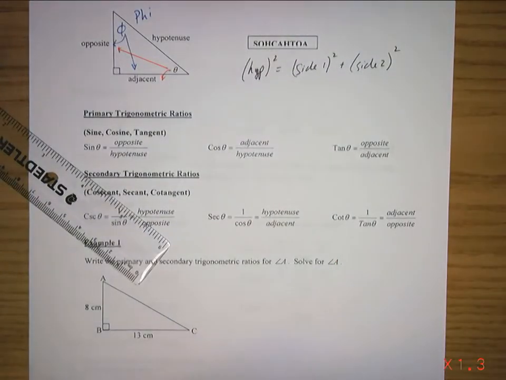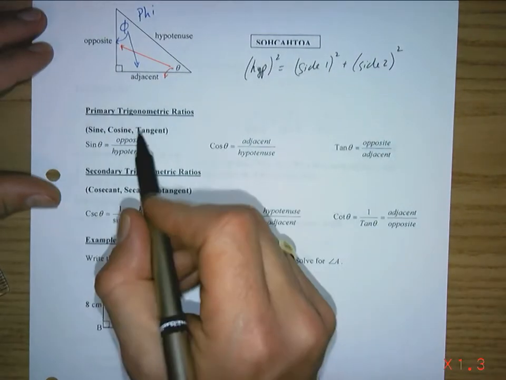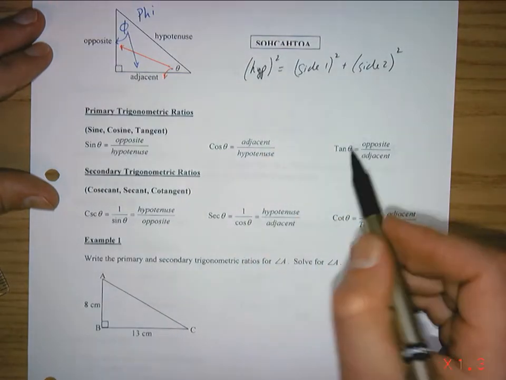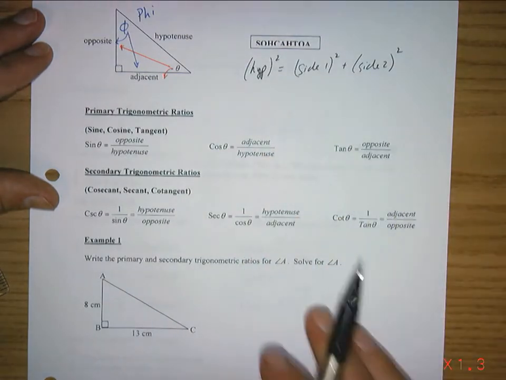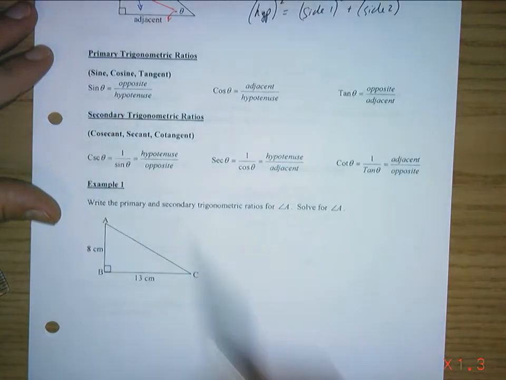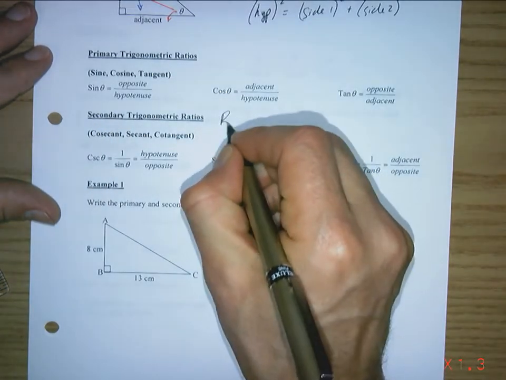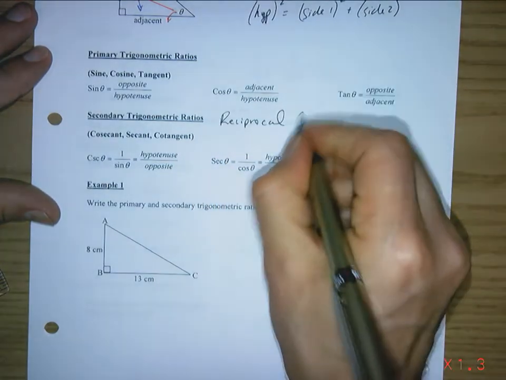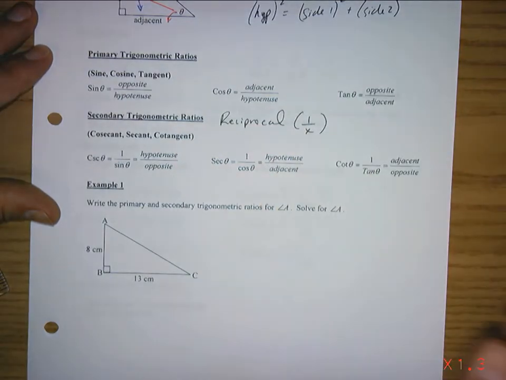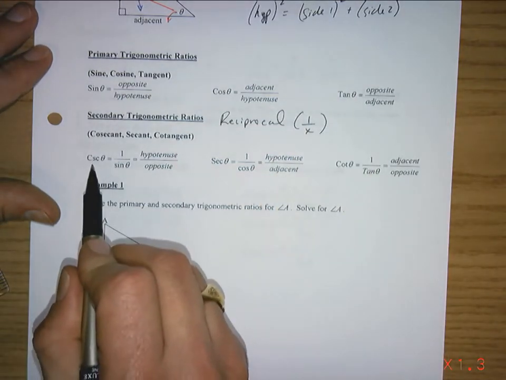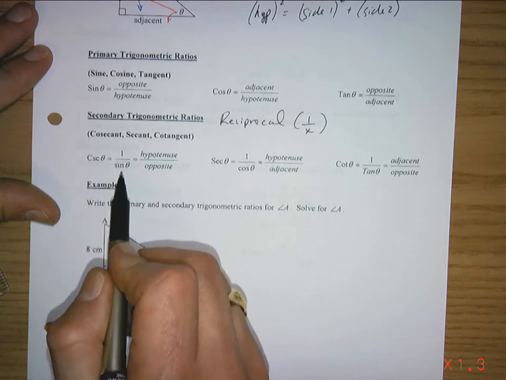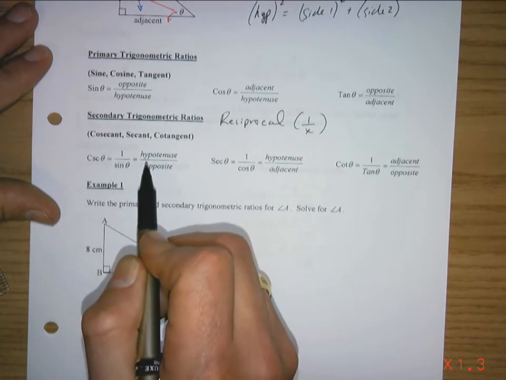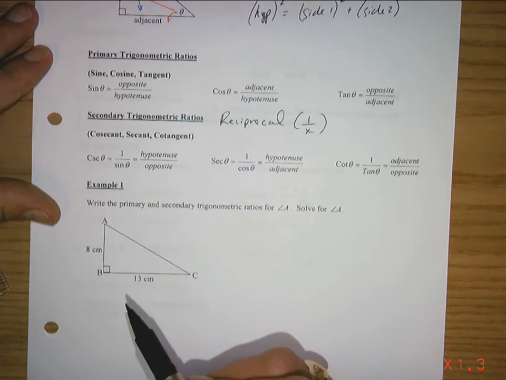Now, you are all very familiar with the three primary trig ratios. That's sine, which is opposite over hypotenuse, cosine, adjacent over hypotenuse, and tangent, which is opposite over adjacent. Well, there are also three secondary trig ratios. They're also called the reciprocal ratios. And remember what reciprocal means: it means 1 over. So this is the cosecant, which is the reciprocal of sine, and sine is opposite over hypotenuse. So when you invert that fraction, you're going to get hypotenuse over opposite.